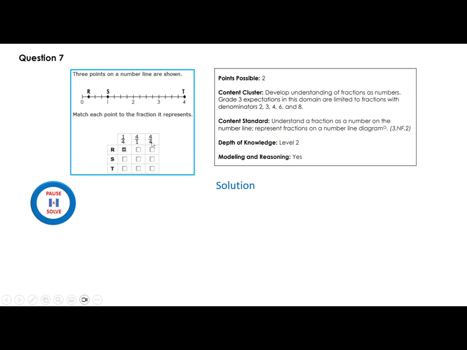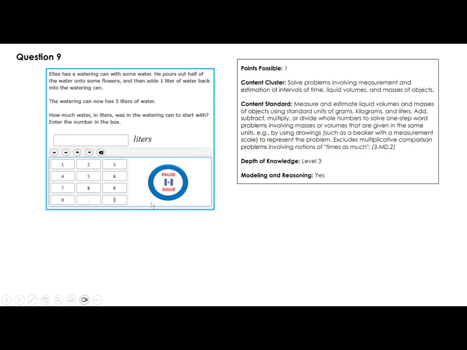5 over 5 is 1. 10 over 10 is 1. So that will be here. And T is already 4, right? 4 means 4 over 1. So again, remember, 4 over 1 is 4. 4 over 4 is 1. That's T. See, a question like that is really easy. You just have to think about it. Again, you can pause, solve, and come back.